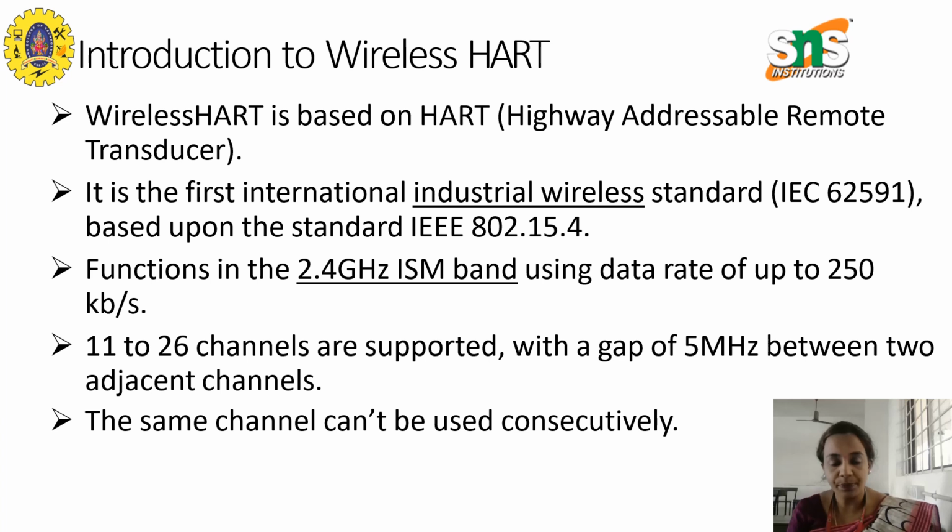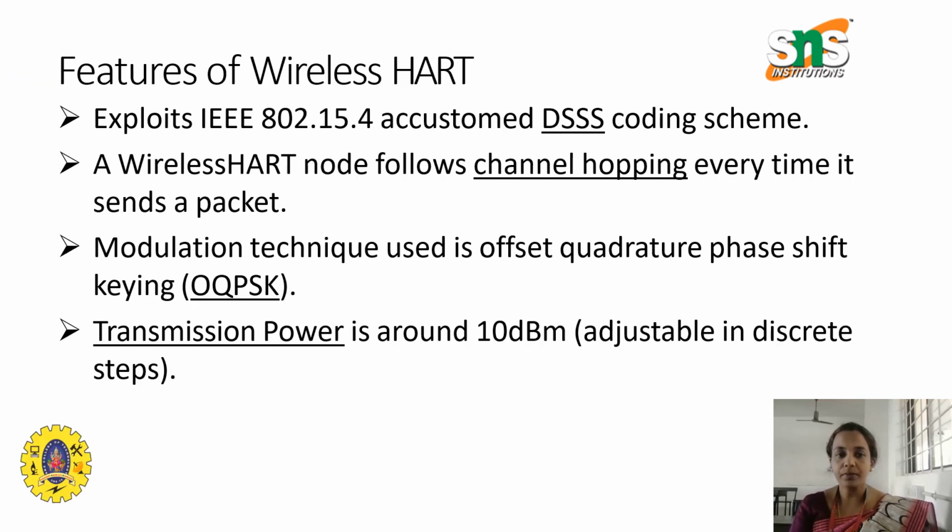It functions in the 2.4 gigahertz ISM band. So the frequency range in which the data travels is around the 2.4 gigahertz ISM band, and the data travels at the rate of 250 kb per second. Around 11 to 26 channels are supported in wireless HART, and every channel has a gap of around 5 megahertz, which we discussed in the previous video.